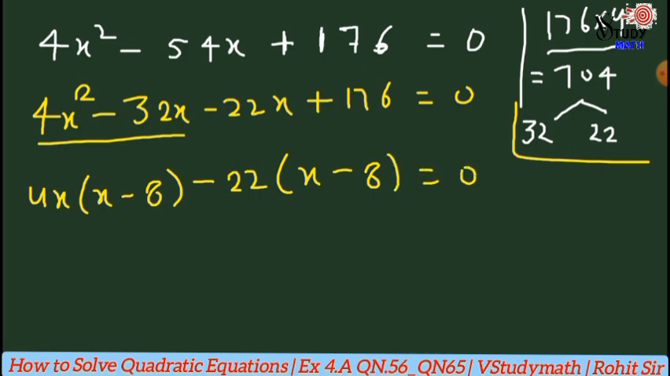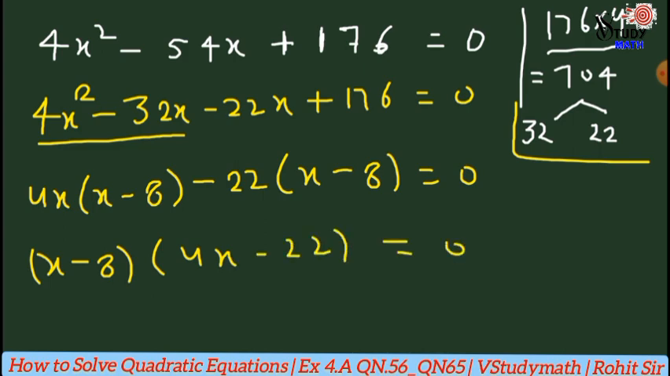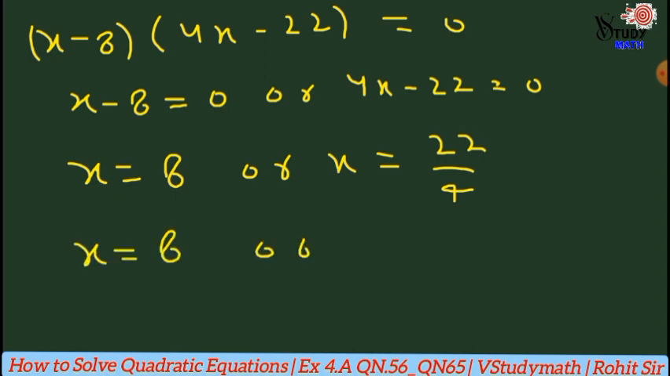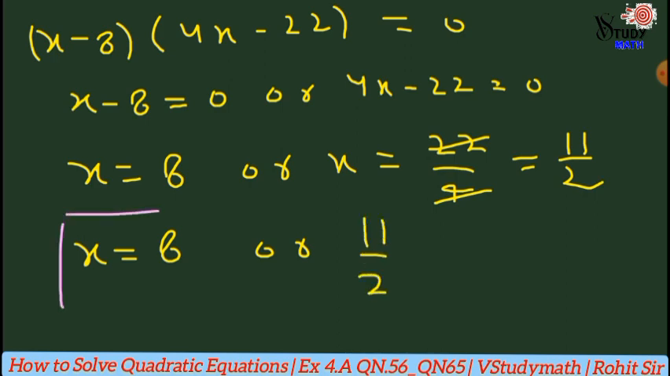So (x minus 8)(4x minus 22) is equal to 0. Then x minus 8 is equal to 0, or 4x minus 22 is equal to 0. Now x is equal to 8, or x is equal to 22 by 4. This 4 cuts 22 eleven times... so x is equal to 11 by 2. And this is the solution of this quadratic equation.